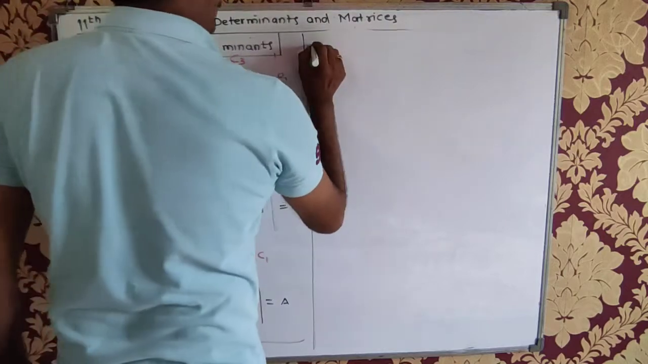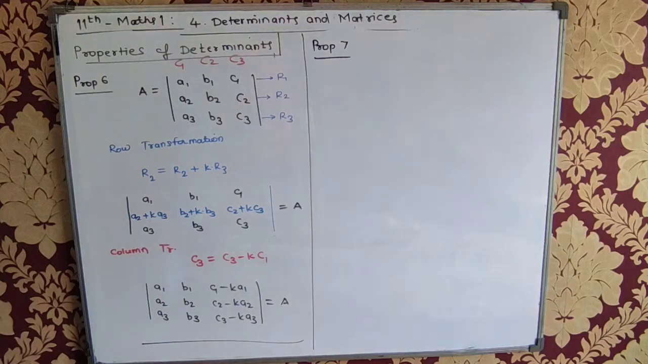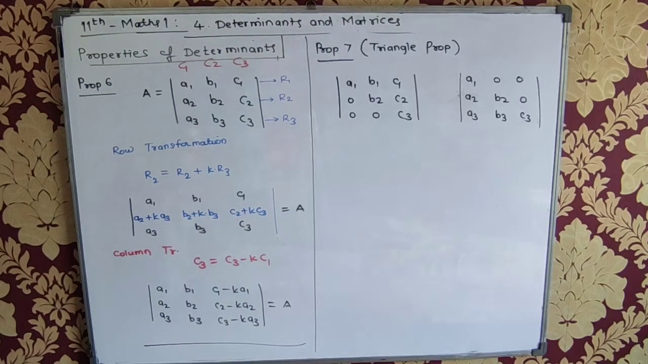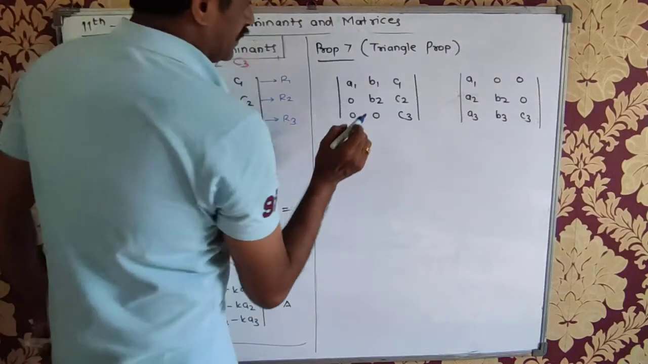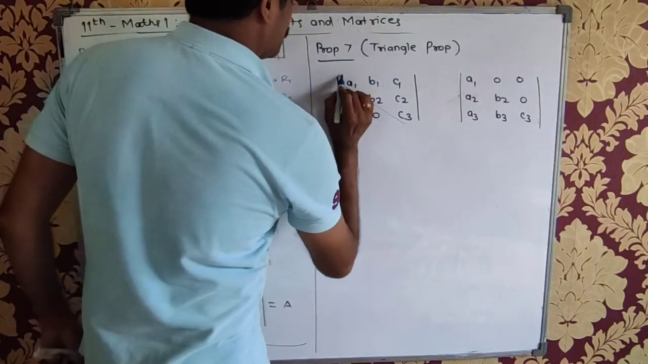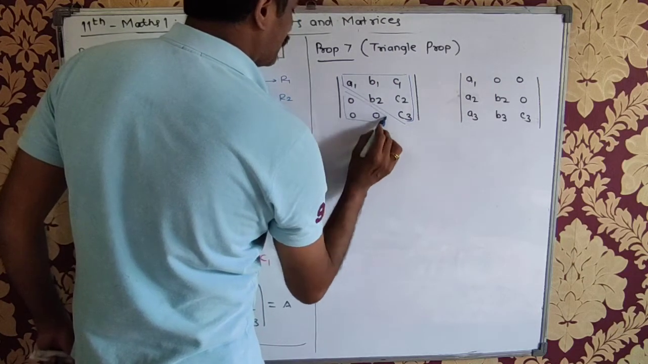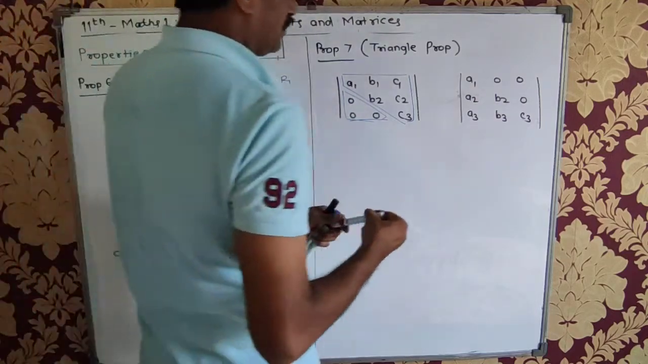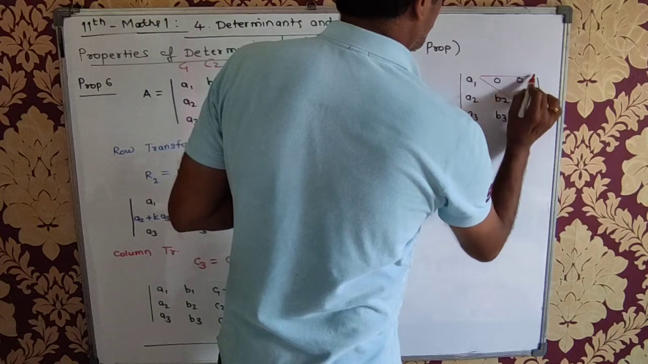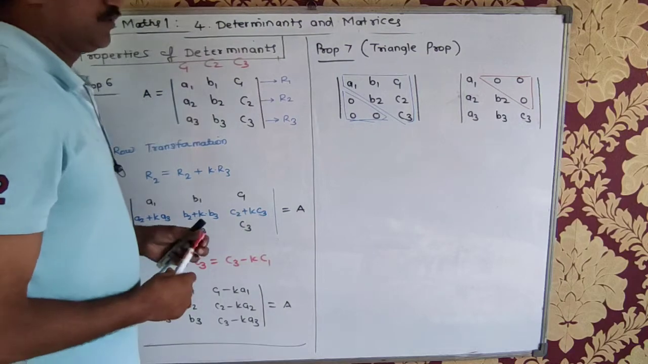Then there is one last property given in the book. Property number 7. This property number 7 is also called the triangle property. Let me explain what this property is. If you look at this determinant, is this forming a triangle here? This is the lower triangle, and here it is forming the triangle in the upper region. Yes or no? So this is called the triangle property.